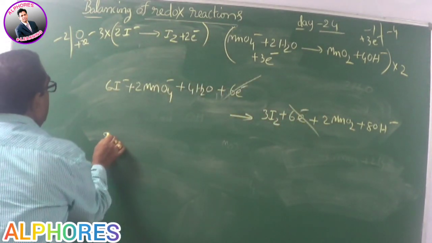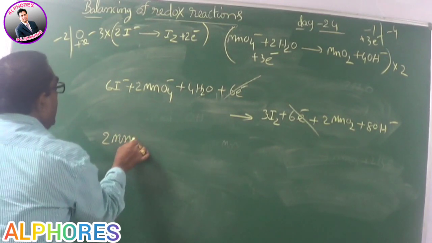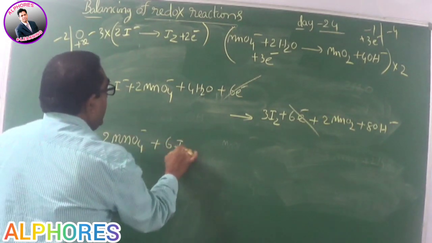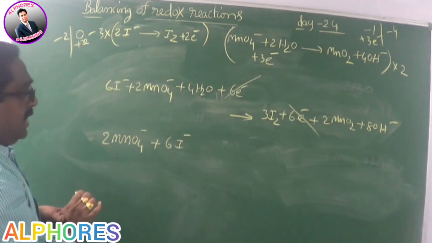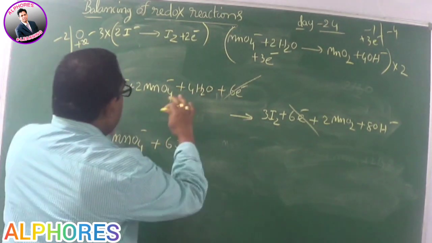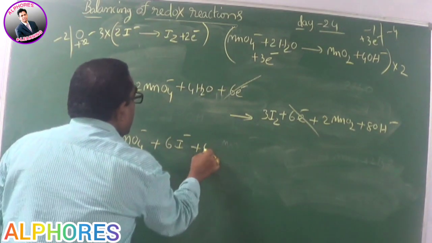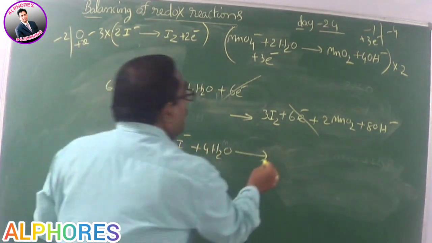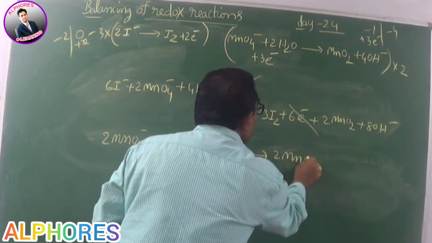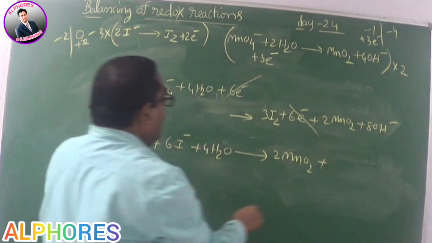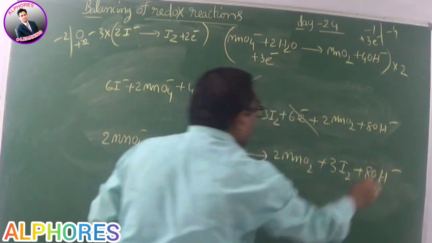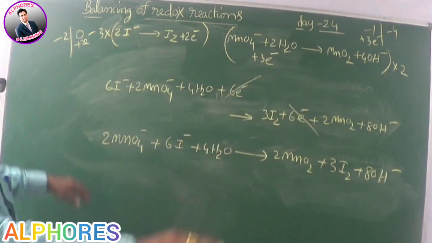And first let me write down permanganate. Okay, 6 I minus. No water molecules on both sides. Okay, you can write. Next, 2 MnO2, 3 I2 plus 8 OH minus. I think this is the final balanced redox reaction.